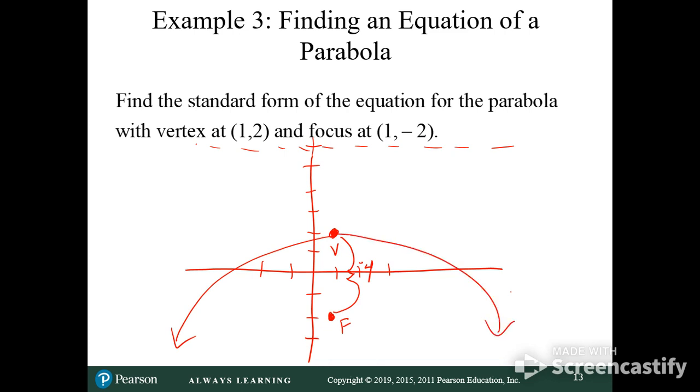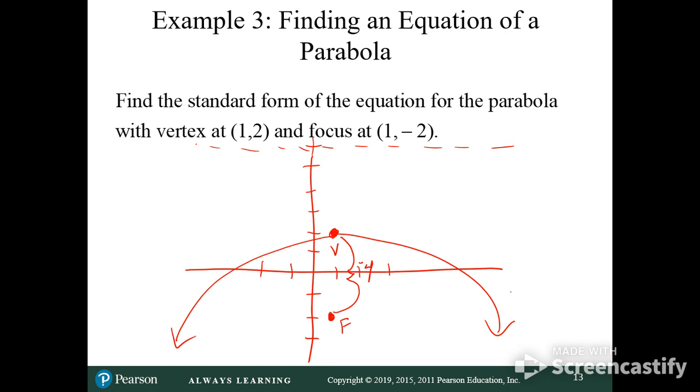Now, why did I make it so wide? Well, the focus and directrix line are 8 away from each other. So if you go out this way 8, then it'll be 8 down to get to the next point. So it's way out there somewhere. But we're worried about the equation.